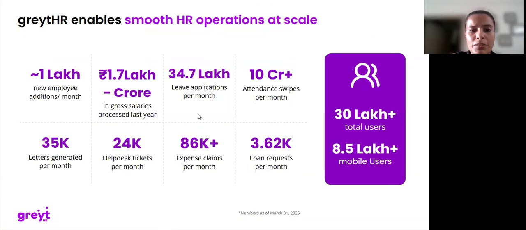Now, here you can see some numbers. Let me quickly walk you through some numbers that reflect our scale. Every month we onboard 1 lakh new employees and we add 500 plus customers. We process salary worth over 1.7 lakh crore annually, 135 lakh plus leave transactions and over 10 crore attendance swipes. We generate 35,000 letters and handle 25 plus thousand help desk tickets. These are some of the smooth operations at scale that you can see.